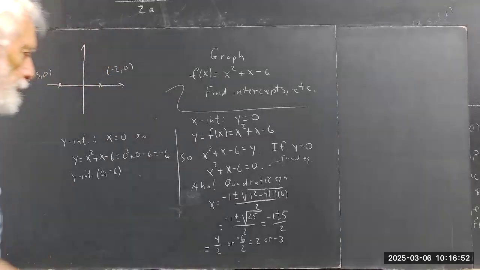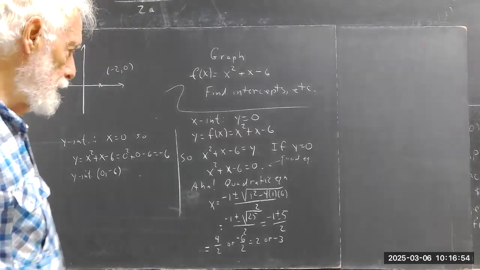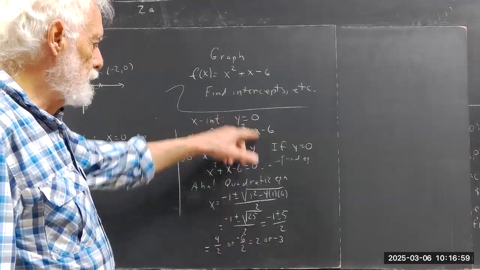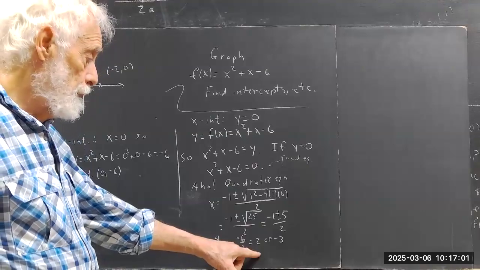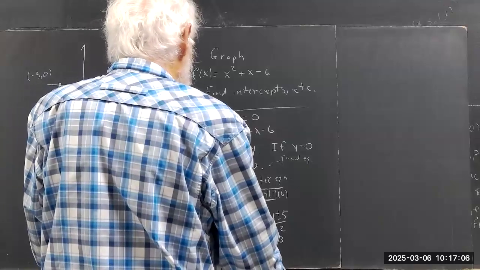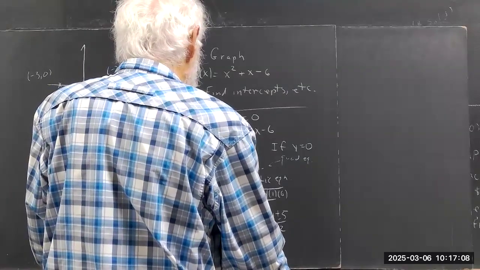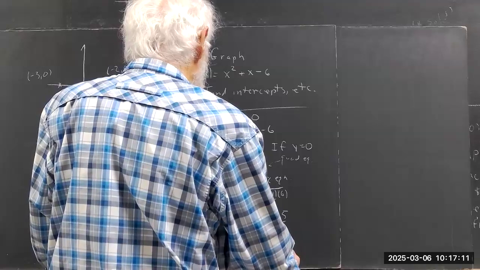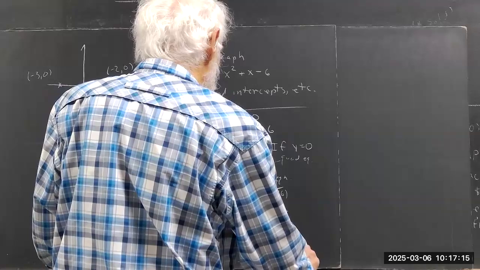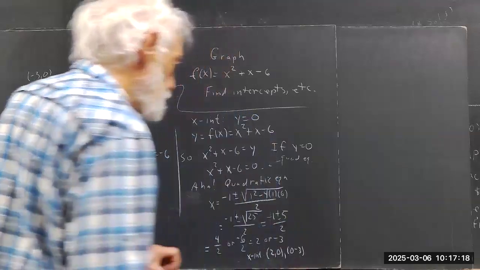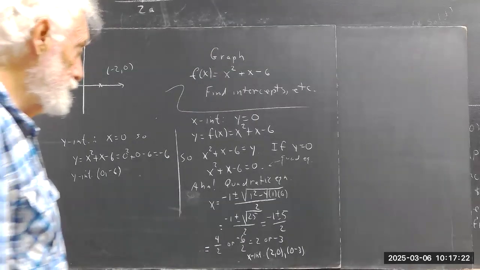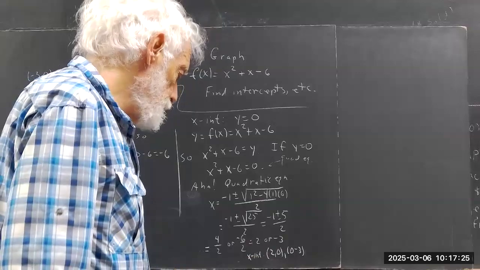Could include down here the step where we identify that when x is 2, how did x end up as 2? We started with y equals 0, right? But when x is 2, y is 0, so the x-intercepts are 2, 0 and -3, 0. We should take the time to do that. You can see what I did there?